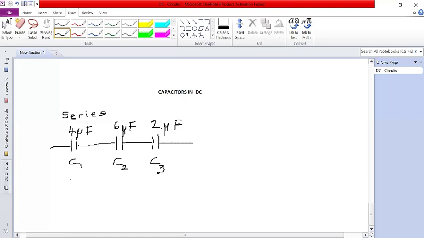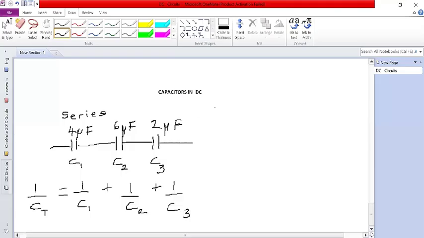So for us to calculate the total capacitance of this circuit, we have to bear in mind that the way we work capacitance is opposite to the way we work resistance. For capacitors in series, we use the formula for resistors in parallel. So to calculate the total capacitance, we say 1 over CT is equal to 1 over C1 plus 1 over C2 plus 1 over C3.